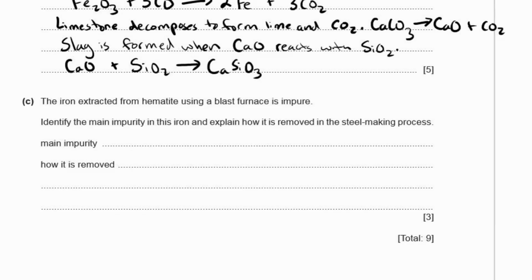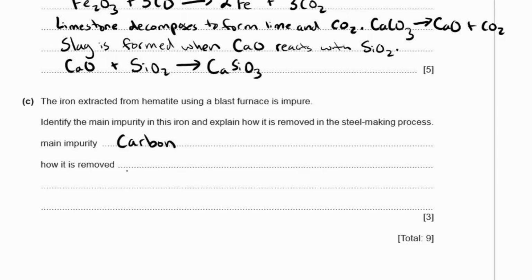C. The iron extracted from hematite using a blast furnace is impure. Identify the main impurity in this iron and explain how it is removed in the steel-making process. So the main impurity is carbon. Okay, how is it removed?